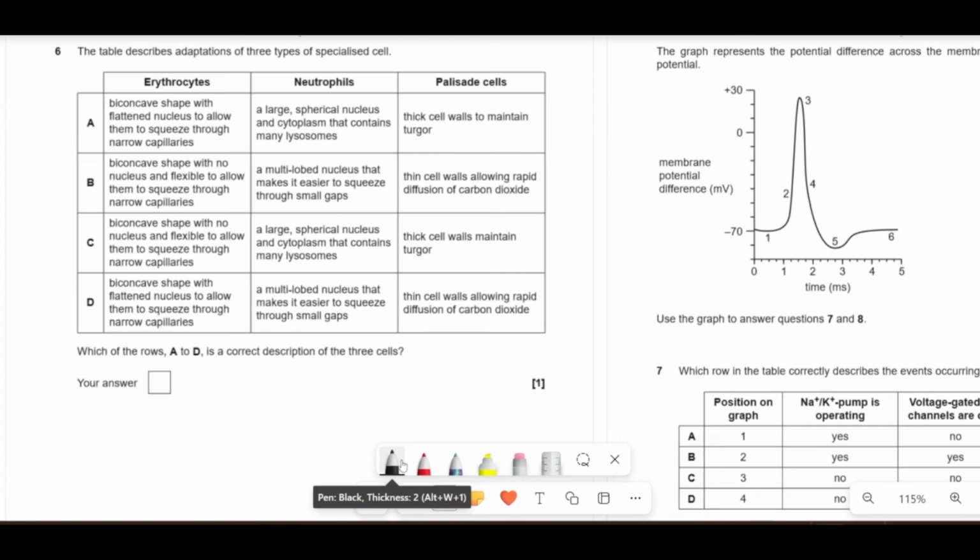So the question says, here are some adaptations to specialized cells. Biconcave with flatter nucleus. Nope, they don't have a nucleus. Biconcave with no nucleus could be possible. Biconcave with flatter nucleus, no, that one's out.